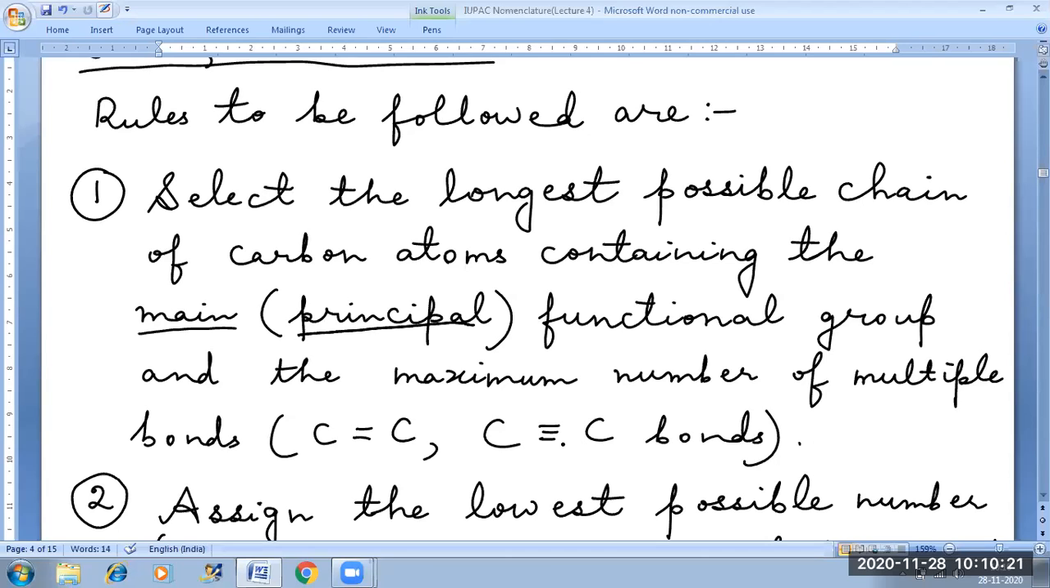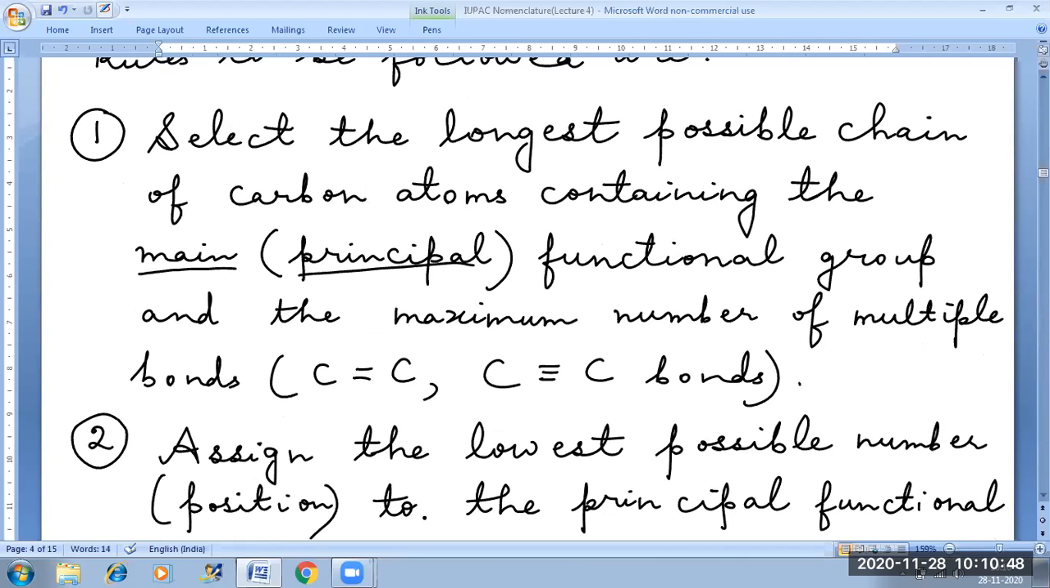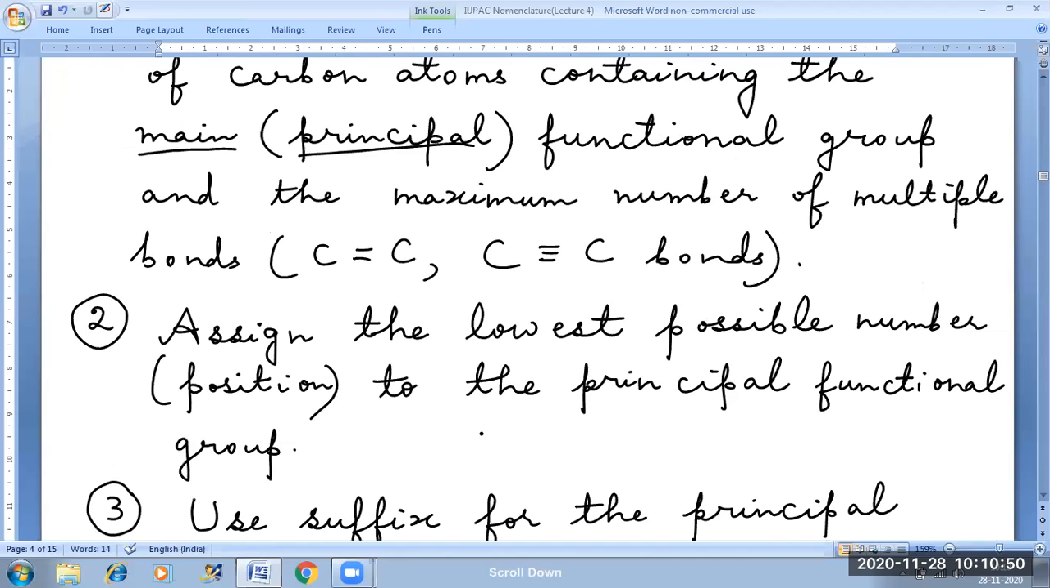That means the longest chain should be selected in such a manner that you have the main functional group as a part of the chain. Like we did in the previous case, the longest chain should have maximum number of double or triple bonds. Similarly here also. But in addition to that, it must have the main or principal functional group. What is principal functional group, we are going to study after some time. Second step, assign the lowest possible number to the principal functional group.